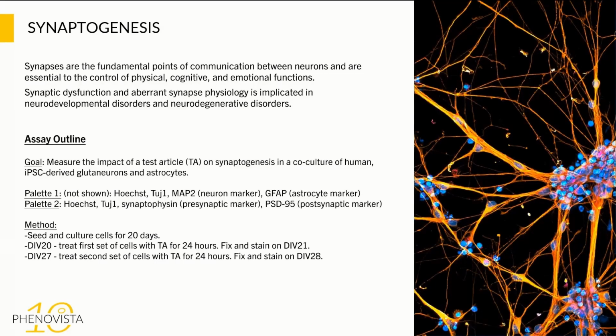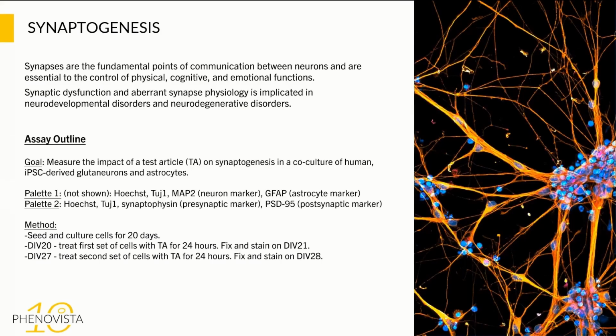But palette 1 would be, because it's a co-culture, you have Hoechst, which is the nuclear marker, TUJ1, which stains for all the neurites, and then we have a neuronal marker and an astrocyte marker. So we're able to distinguish between the 2 different cell types that are being co-cultured together. And then palette 2 is the synaptogenesis palette.